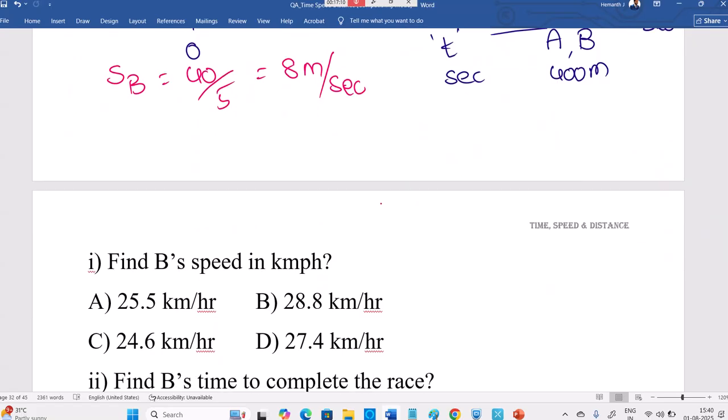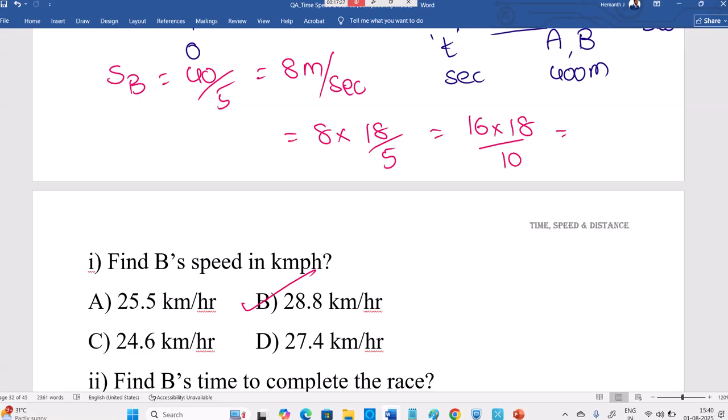So what you can do? Multiply by 18 divided by 5. Dividing numerator and denominator by 2 will become 10. Just for easy calculation, note that I want an answer ending with 8. The option ending with 8 is B.